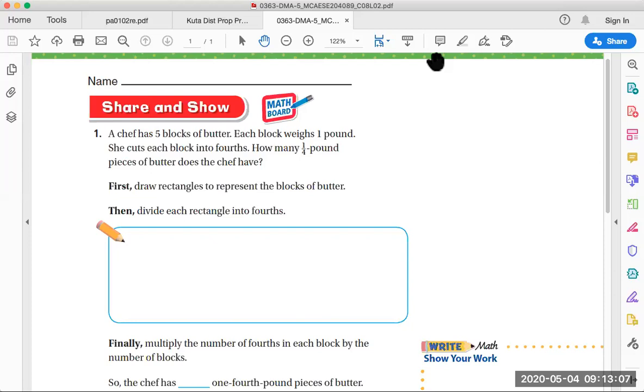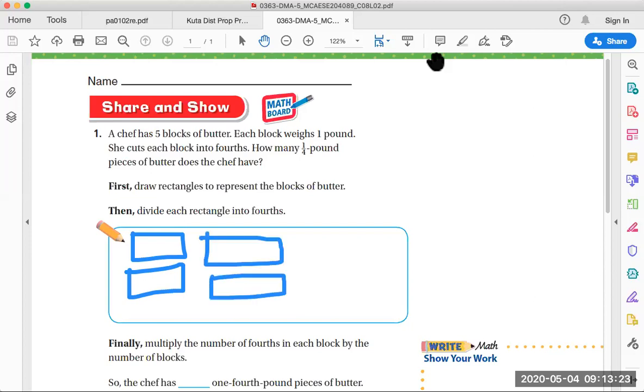So she has 5 of them. So I'm going to draw 5 rectangles. And you should do that also. 1, 2, 3, 4, 5. Now ideally they should all be the same size because they're all the same weight, right? Okay, now it says to divide each rectangle into fourths because she's cutting 1/4 pound pieces.